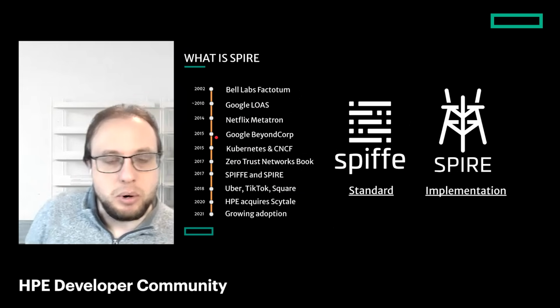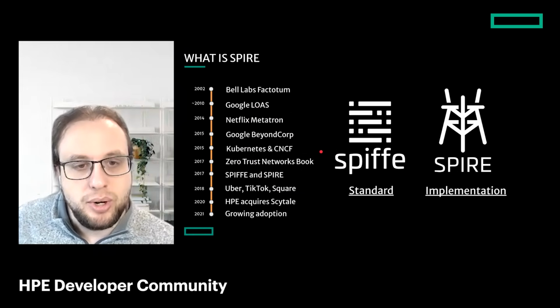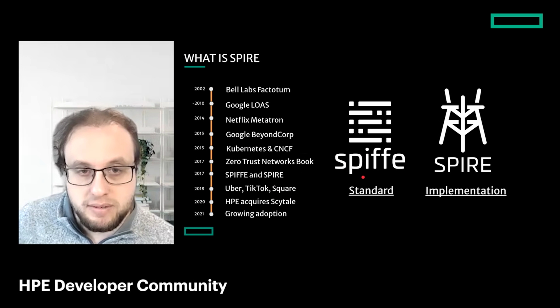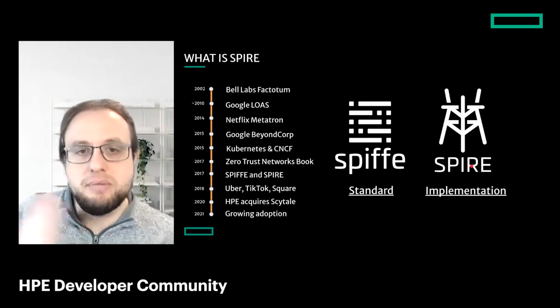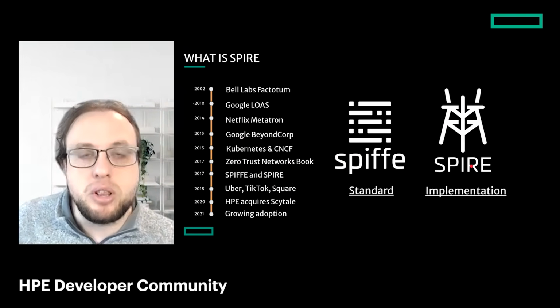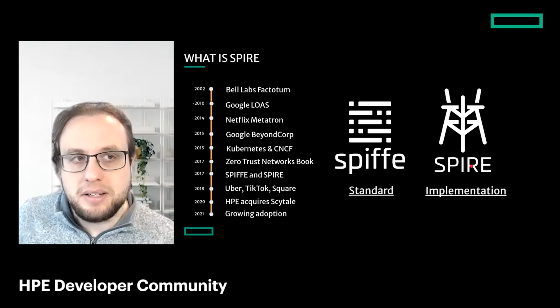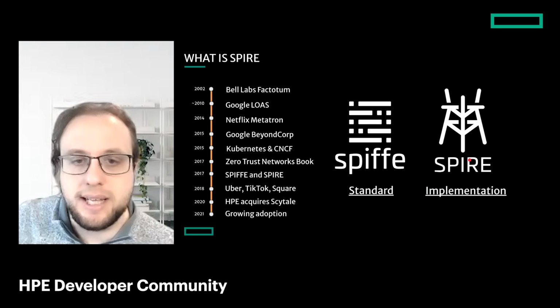So here's a really brief history of what we're talking about. First of all, on the right, SPIFFE is an open source standard for distributing service identities, and then SPIRE is the implementation of that standard. The reason for differentiating is because, in the future, there might be different implementations of SPIFFE, and there already are to some extent, but they're not really complete yet, but they're going in that direction.